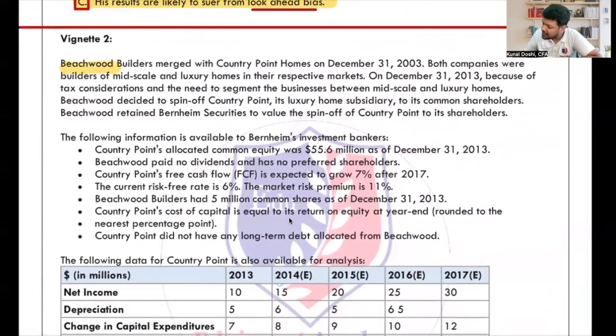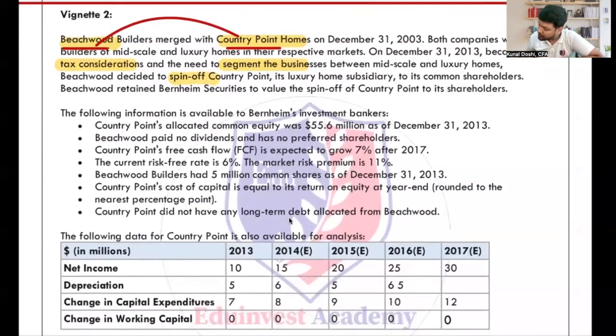Beechwood merged with Country Point P Homes in 2003. Both were running well, but because of tax considerations, they said they need to segment the business between these two. So they are looking for a spin-off. So Beechwood is now planning to have a spin-off because it's a different company, right? So with all the information we have, they want to do the spin-off valuation.